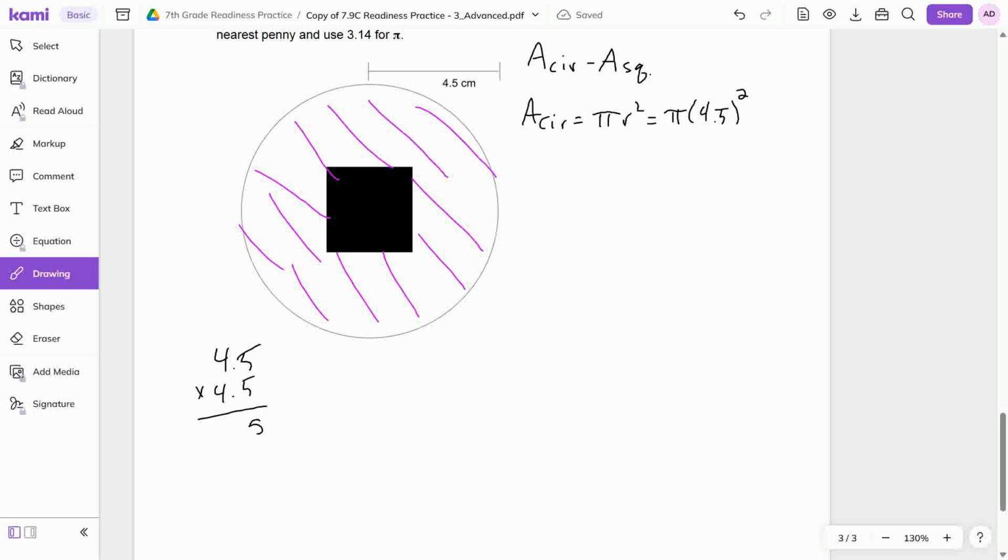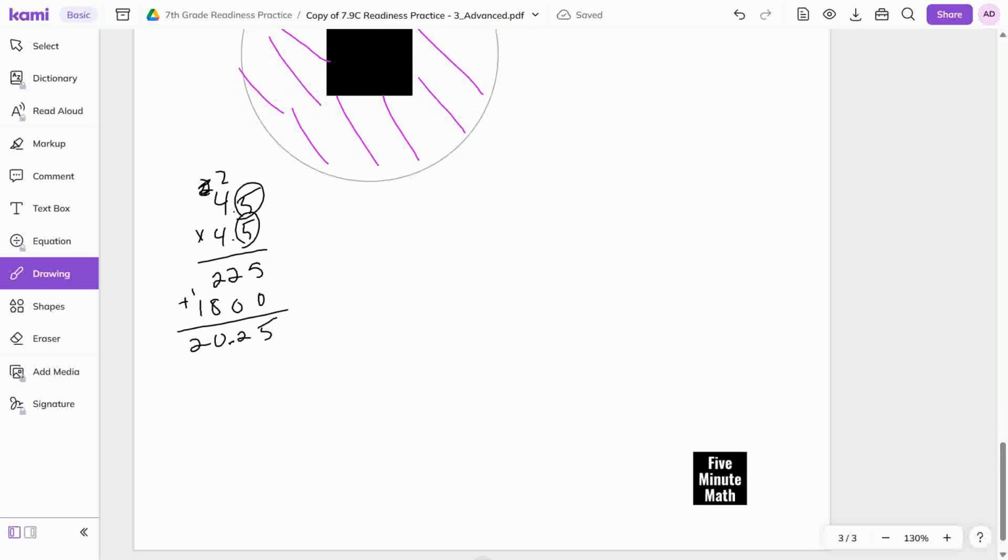So that is going to be 25, 20, 22. And it's going to be 20. That's 16. That's 18. 25, 10. That's 20. We've got 1, 2 digits behind the decimal. So 20.25 is my radius squared. Now I need to multiply that by pi. So let's go ahead and just go straight into 3.14. And that's going to be 20. That's 8. That's 10. And that's 8.